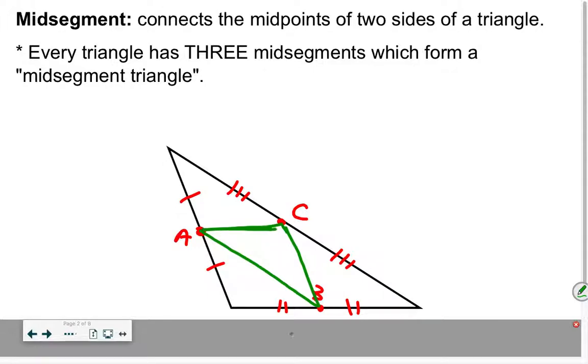So like this side here, AC, is going to be equal to this side cut in half, essentially. And this side here, AB, is equal to this side cut in half. So one of those halves. And then this side is equal to this side cut in half. And that's where we're going with this stuff today.